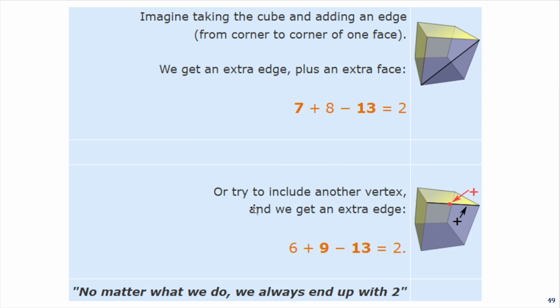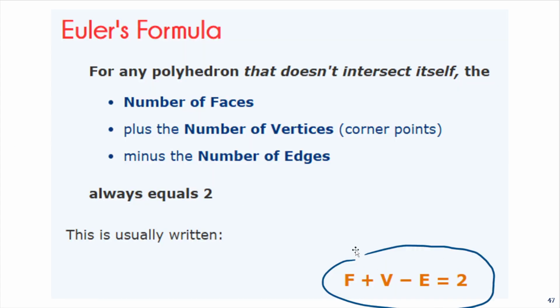And then you can try to include another vertex, and still we could get an extra edge. And if you verify F plus V minus E, you still get the value 2 here. No matter what we do, we always end up with 2. So remember, this is an important formula. F plus V minus E always equals 2 for any polyhedron that does not intersect itself.